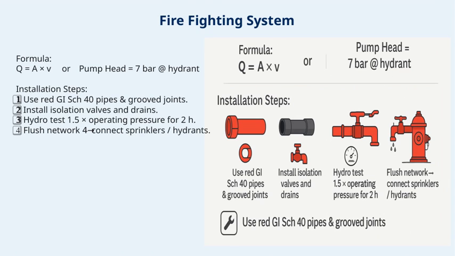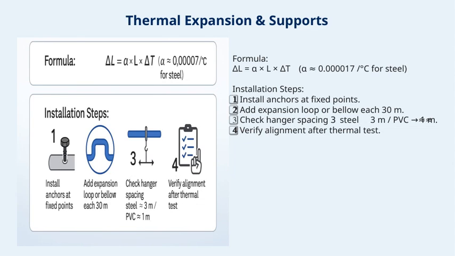Once the system passes the test, we flush the network thoroughly to remove any debris, and then connect the sprinklers and hydrants to make sure everything is ready for an emergency. These steps are crucial in ensuring the fire fighting system is both effective and reliable, supporting the overall safety of the facility. Now, let's talk about thermal expansion and supports.